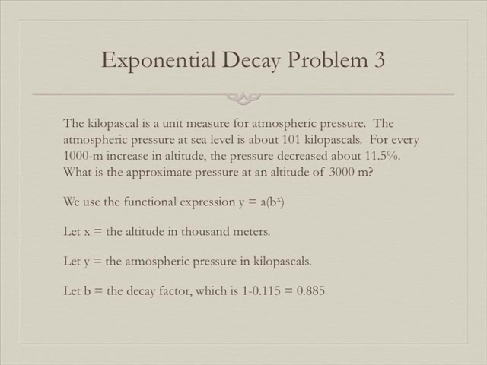Remember, we're using the function y equals a times b to the x, and we're letting x be the altitude in thousands of meters, and y be the atmospheric pressure in kilopascals, and we let b be the decay factor, which is 1 minus 0.115, which equals 0.885.